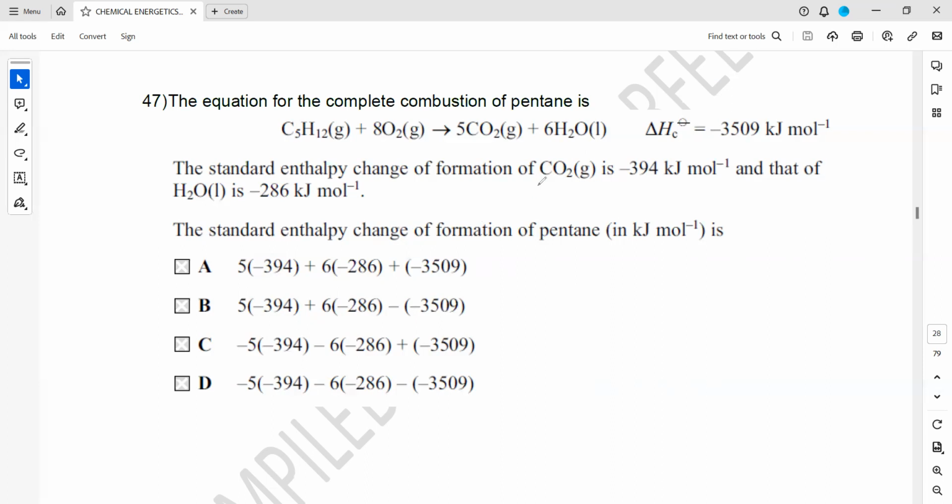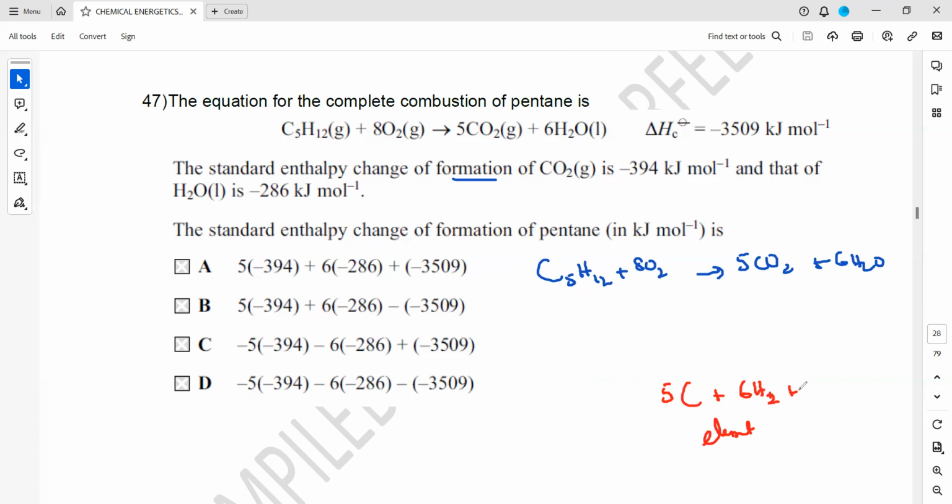you can also work it out by using Hess's law. So the standard enthalpy change of formation of carbon dioxide, like we have this equation: C5H12 plus 8 oxygens will give 5 CO2 plus 6 H2O. When formation is given, we add another link, and that link is the elements. We need 5 carbon atoms, 6 hydrogen molecules, and 8 oxygen. They will react and form the reactant, or they will directly form the product.